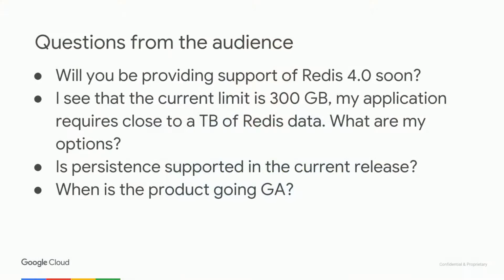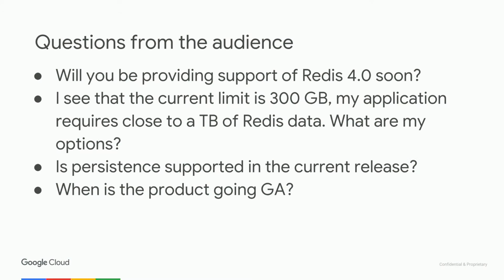Okay, so we have a few questions from the audience. I'm just going to quickly address some of the questions that are showing up here. The first question is, will you be providing support for Redis 4.0? Yes, like I mentioned, currently in beta we are only supporting 3.2, but we plan to provide support for Redis 4.0 pretty soon. We don't have an exact timeline, but soon after GA, we expect to be able to provide support for Redis 4.0.